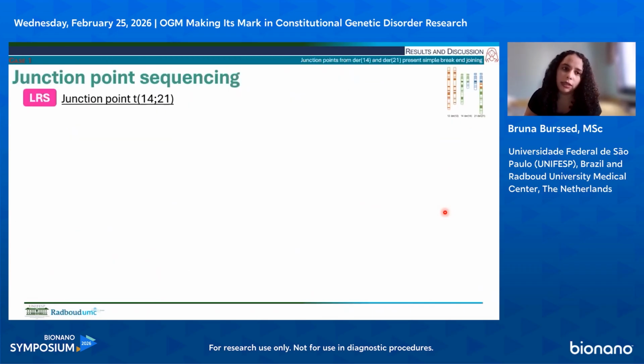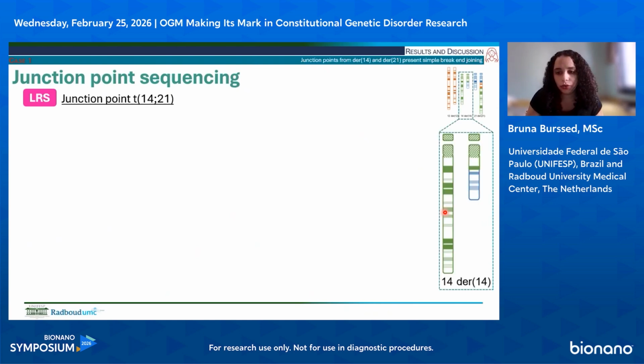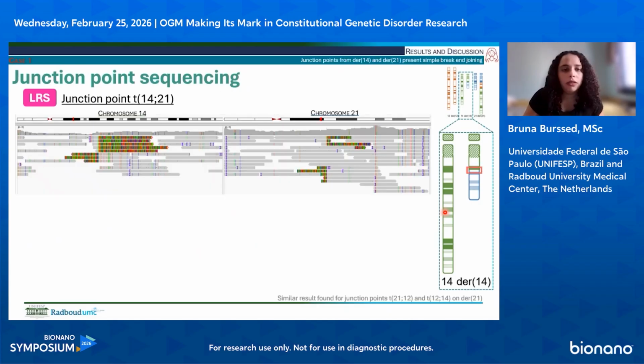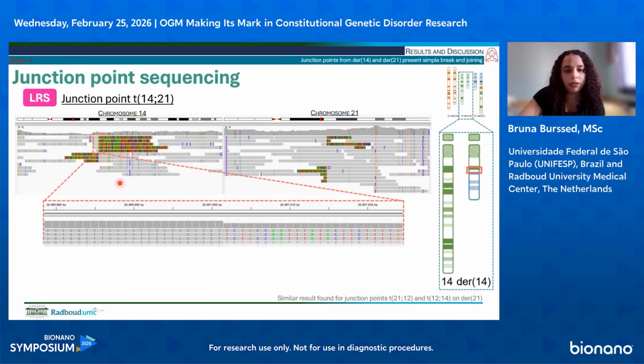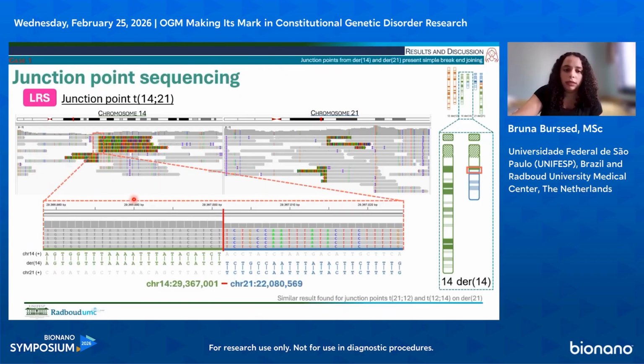After that, we looked into the junction points of the rearrangement. And I'll show you the junction of the derivative of chromosome 14, which is the same chromosome that I showed you the OGM map. So here is a view of the junction, where here on the left we have the region of chromosome 14, and on the right the region of chromosome 21, and we see the chimeric reads. And if we zoom in on the breakpoint, we can see how the genomic architecture is in this area.